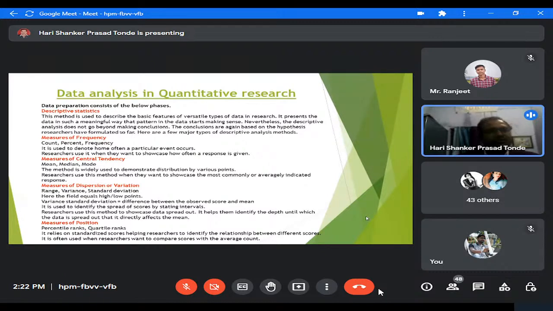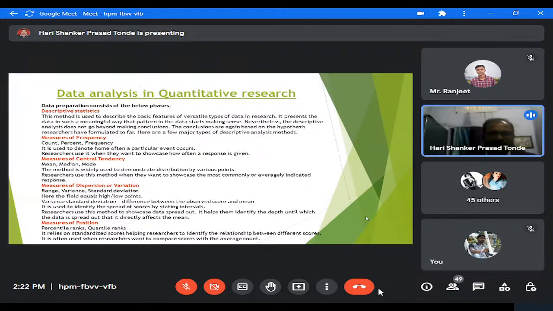Next one is the measures of central tendency. When you are working with quantitative research, statistics plays an important role. Mean, median, mode. These are the key factors. The method is widely used to demonstrate distribution by various points. Researchers use this method when they want to showcase the most common or average indicated person. Next one is the measures of dispersion or variation. When the data is recorded, then definitely it must have some variations, in the form of some range or a standard deviation. Here the range equals high minus low. Variance and standard deviation relate to the difference between the observed score and the mean score.